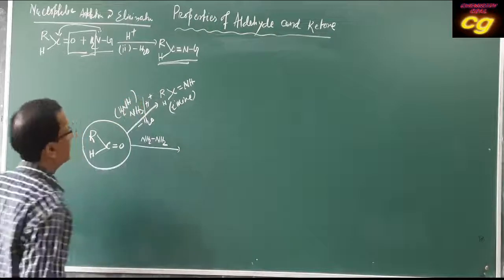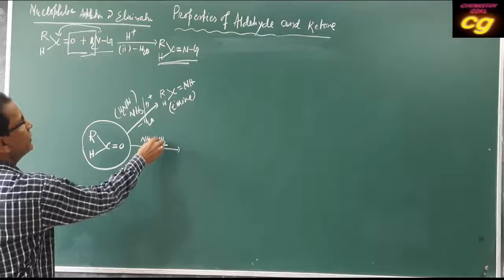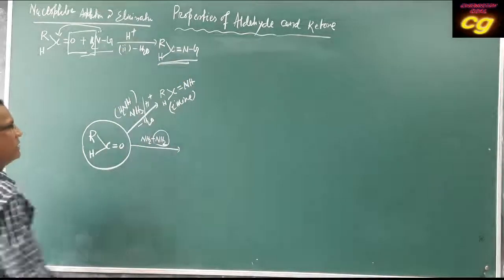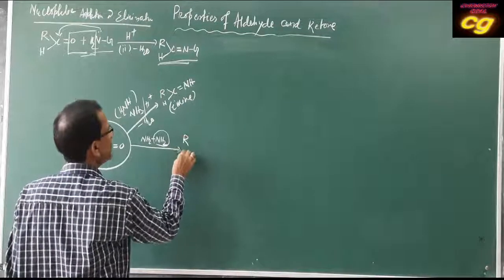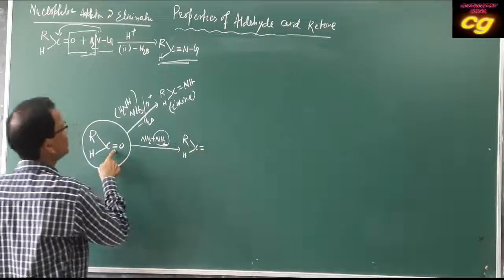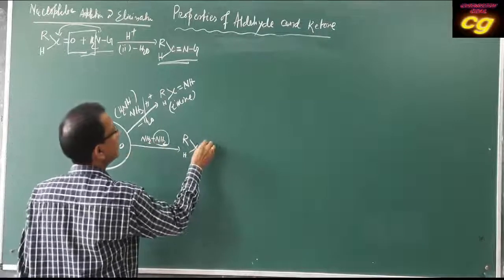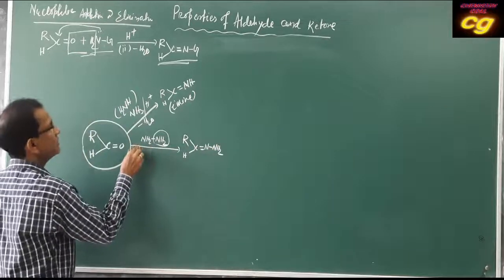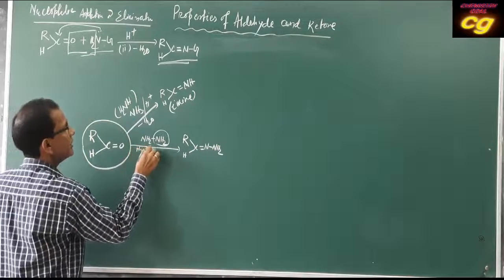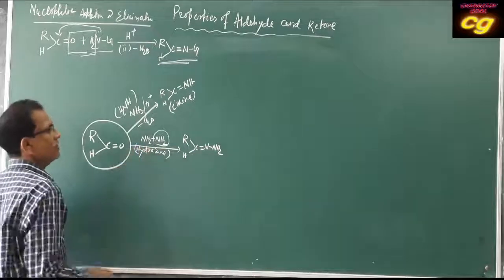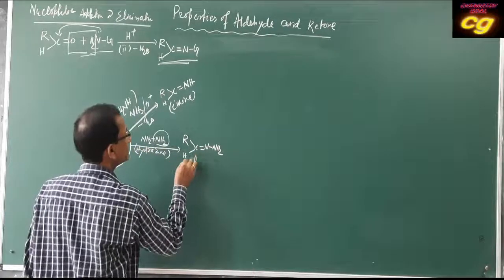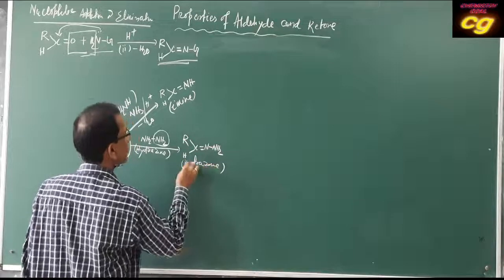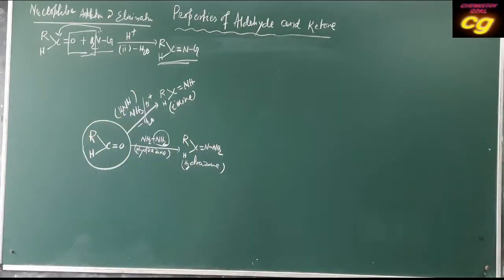Here NH2-NH, this is the group G, NH2. The result is R-HC double bond, same, no change. Then N, NH2. This is called hydrazine. So the result is hydrazone. The product name is hydrazone.